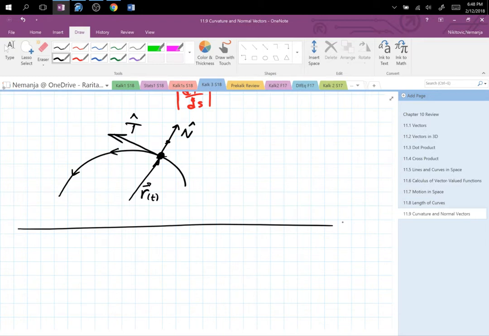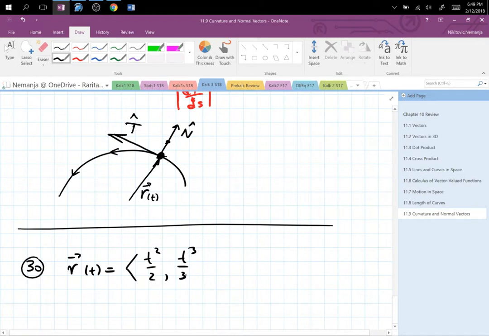I'll pick something from homework so we don't stay here forever. Find the unit tangent vector t and the principal normal vector. Of course, you have to find both. How about 2D, so we're not here forever? So problem 30, here's your r of t as t squared over 2, t cubed over 3, for all t bigger than 0.